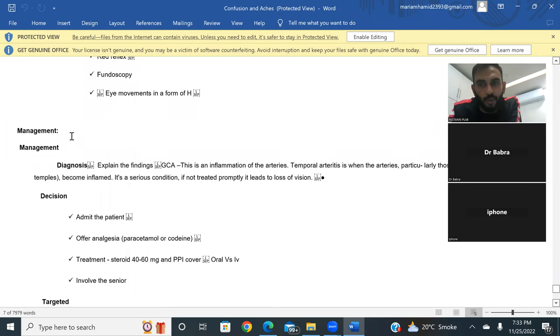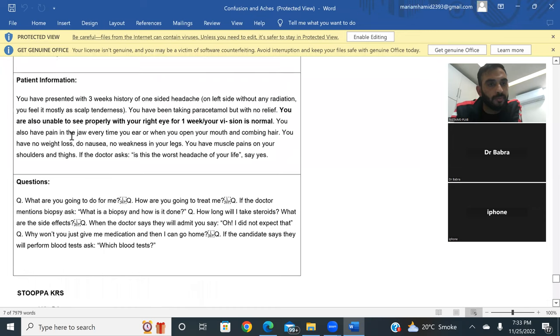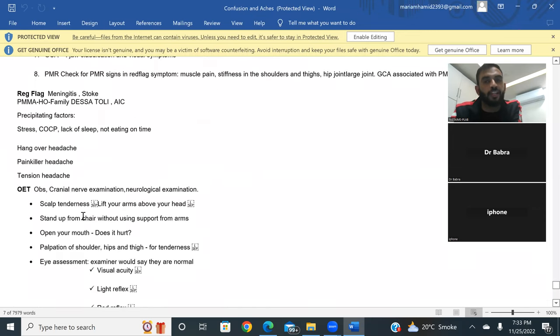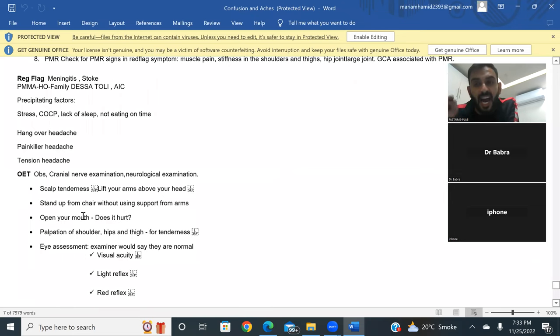For management, you should know where you are. So where are you? GP. Still you are in GP. The patient is having the eye symptom. Eye symptoms are the worst in GCA scenario. Eye symptoms are worse than in the PMR scenario. So your red flag in this scenario is eye. So the most urgent referral is for the eye.